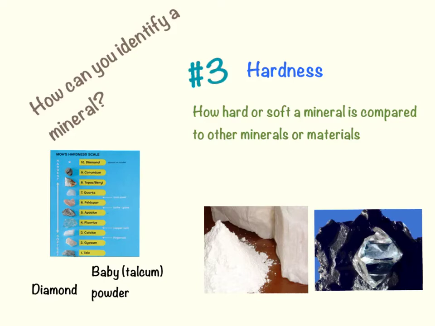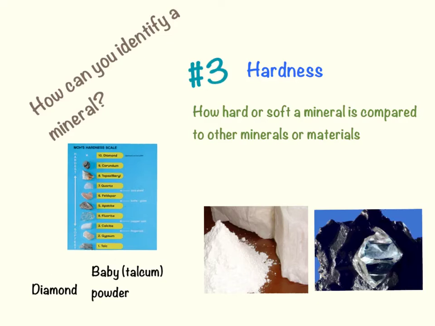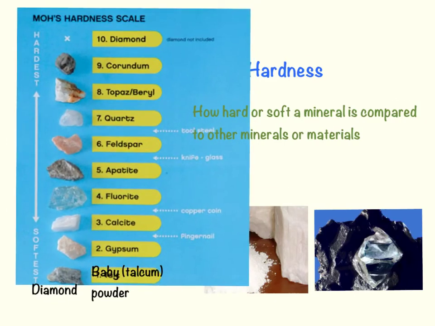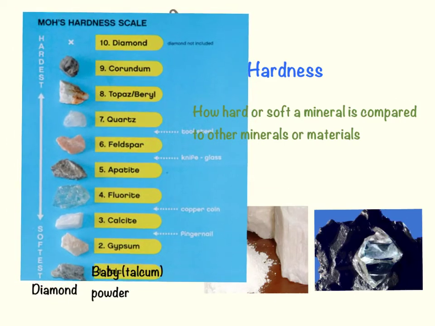One other way that can help identify a mineral is by hardness. Hardness is how hard or soft a mineral is compared to other minerals or possibly materials. We use something called the Mohs hardness scale. So first let's look at that. The Mohs hardness scale is not too difficult to understand. It ranges from very soft minerals to very hard minerals.